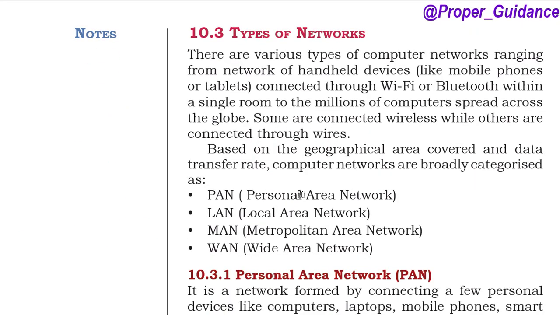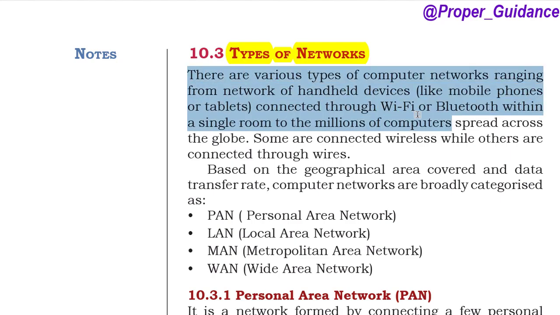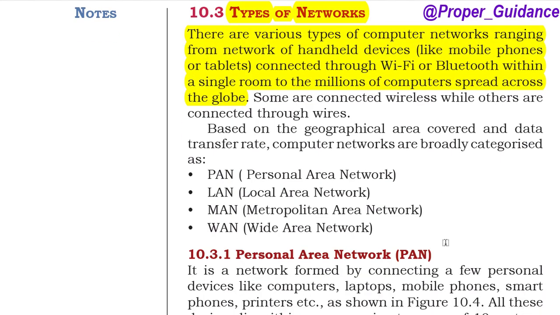And then the most important topic in this chapter, that is types of networks. How many types of networks will there be? We will just learn it. There are various types of computer networks, ranging from a network of handheld devices connected by Wi-Fi or Bluetooth within a single room to billions of computers spread across the globe. Some are connected wirelessly while others are connected through wires.